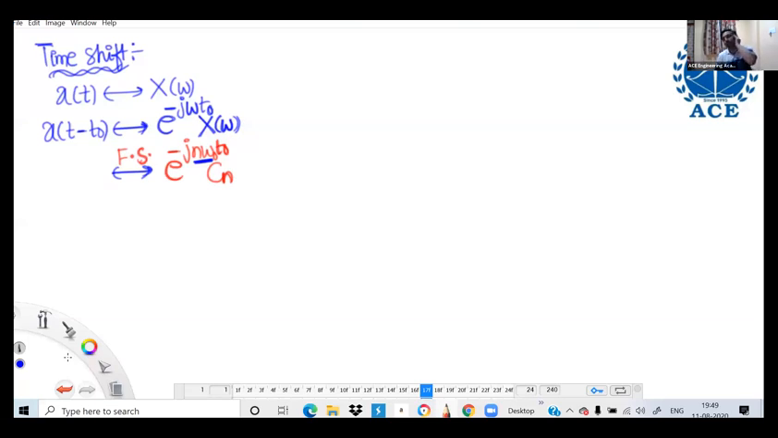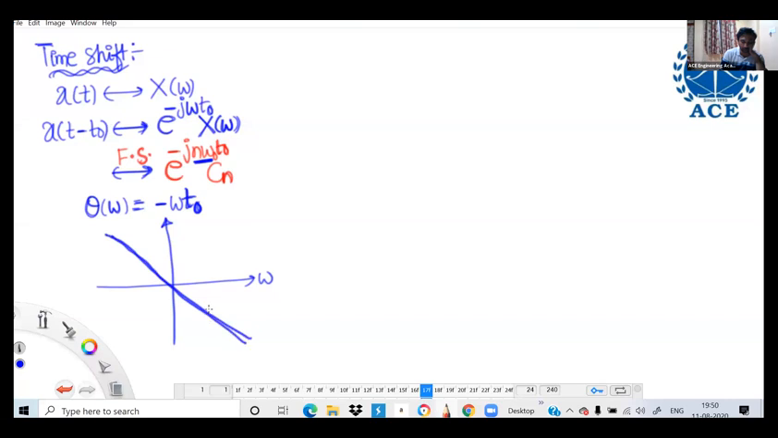So to convert Fourier series properties to Fourier transform properties, what is the change? The discrete frequency n omega naught now becomes omega. Because of the time shifting property, the phase spectrum changes. In e power j theta, what is the additional phase angle that is introduced? Minus omega t naught. The phase spectrum is a straight line passing through the origin with negative slope.